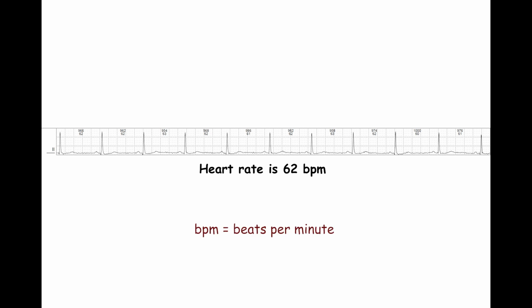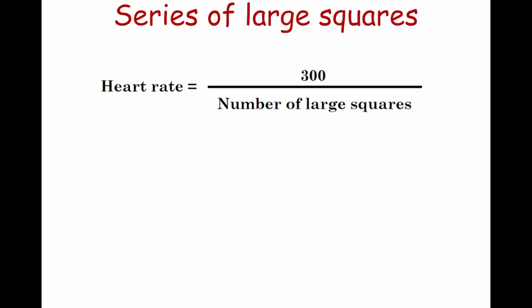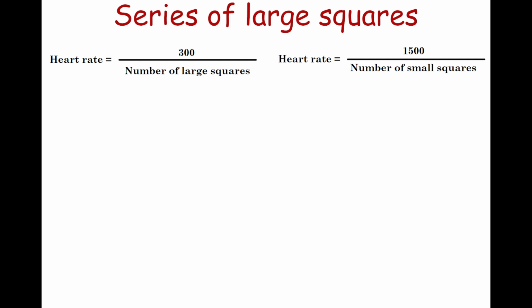The easiest way to accurately calculate heart rate is to count a series of large squares. Beats per minute are calculated by dividing 300 by the number of large squares between two adjacent R waves, the RR interval, or by dividing 1500 by the number of small squares between two adjacent R waves if the paper speed is 25 mm per second.